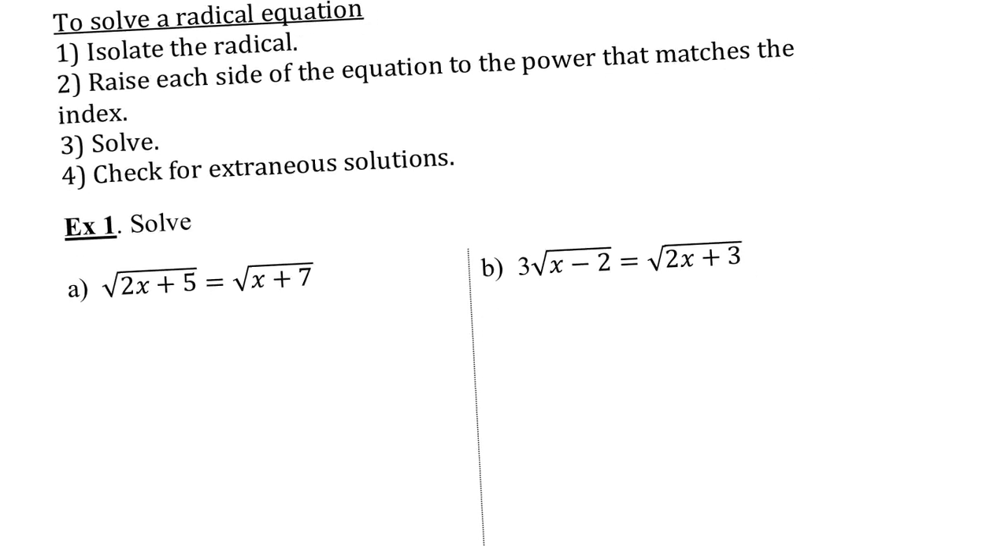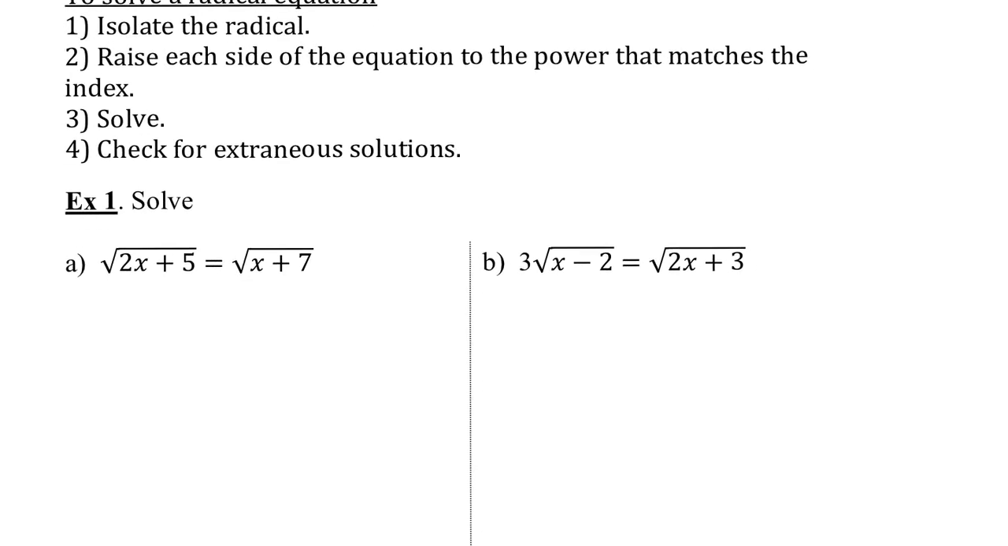Okay, so let's look at example 1. I want to isolate the radical, but there's actually two radicals. So I have this radical over here and this radical over here. They're each isolated on their own side, so I feel like this is good enough because at least I have the radicals on their own sides. Since it is a square root, I'm going to square both sides. Okay, this square root squared cancels, so I have 2x plus 5. The square root of x plus 7 squared is going to just be x plus 7.